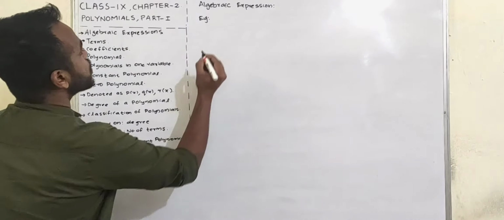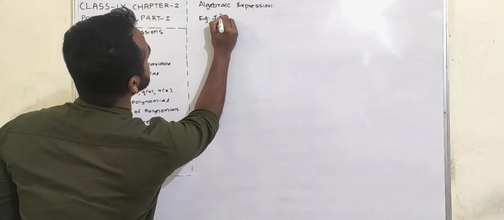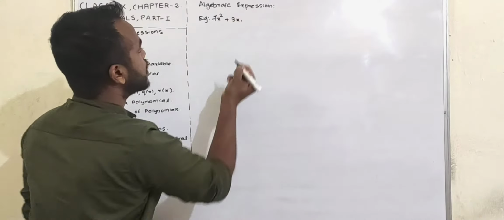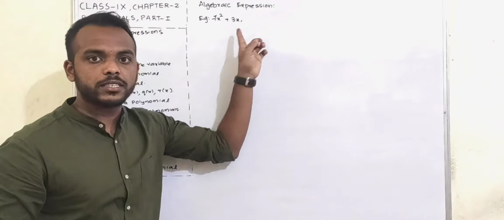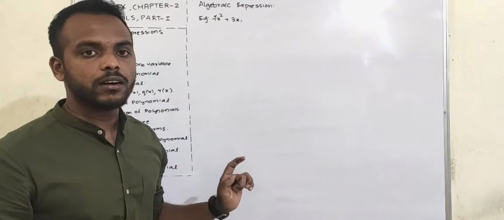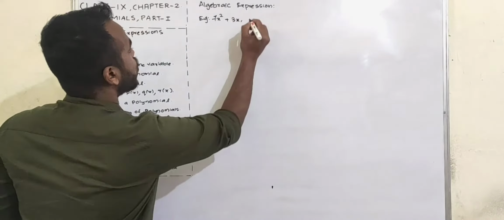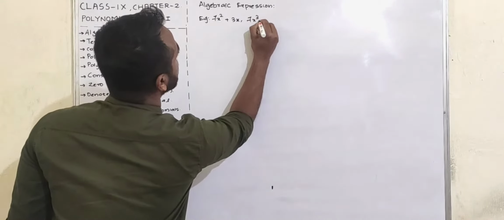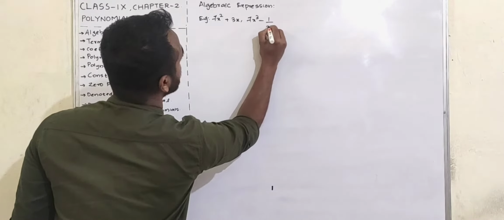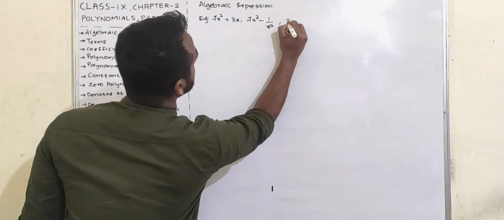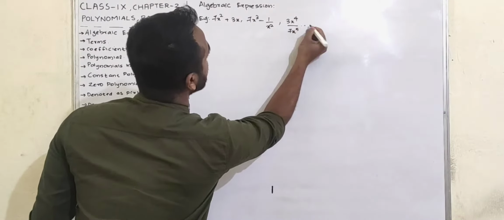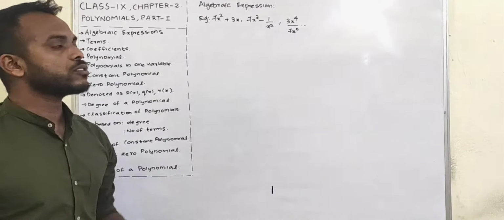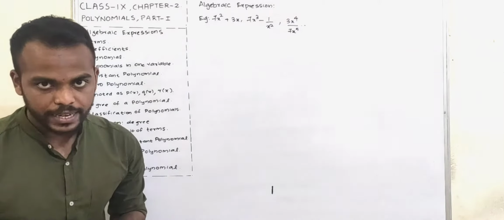So I will give some examples. Some of them are 7x squared plus 3x. This is an example of an algebraic expression. You can see numbers and variables being written together, separated by the arithmetic operations. Also 7x cube minus 1 by x square, then 3x raised to 4 by 7x raised to 5, etc. are all examples of algebraic expressions. I hope you know that.